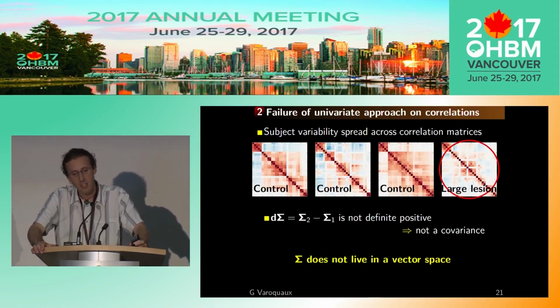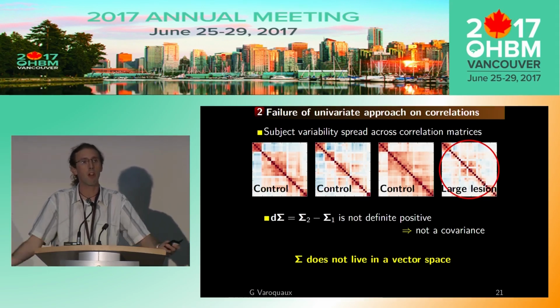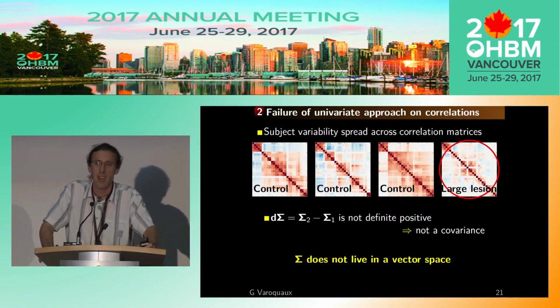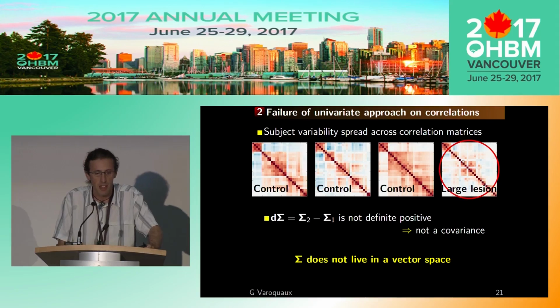The challenge is the following. This is real data, and we have 3 controls and 1 patient with a fairly large lesion. So can you tell me where are the significant differences between the patient and the controls? Well, honestly, there's one that's pretty obvious. It's this guy here. But what about the rest?